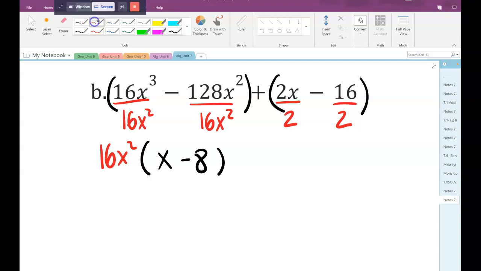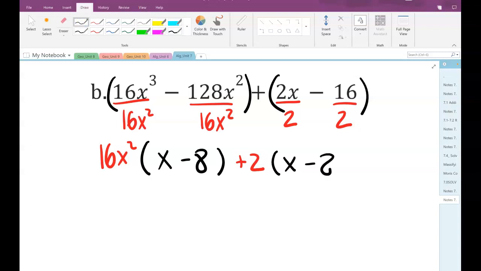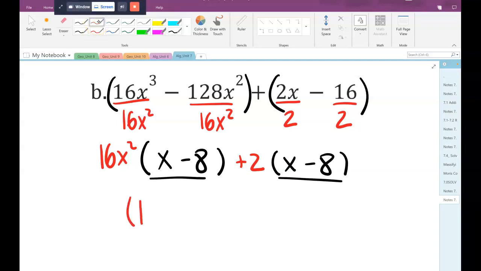And then we start by going plus 2, and then factoring out our other term. This will be x minus 8. And again, we got a match. Woo! We did it. So we write out our factors: 16x squared plus 2, and then our other factor, x minus 8.